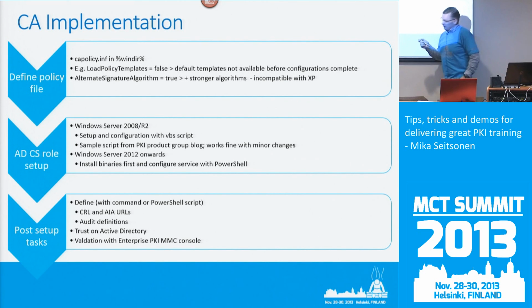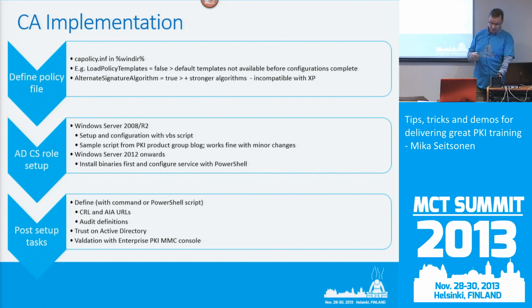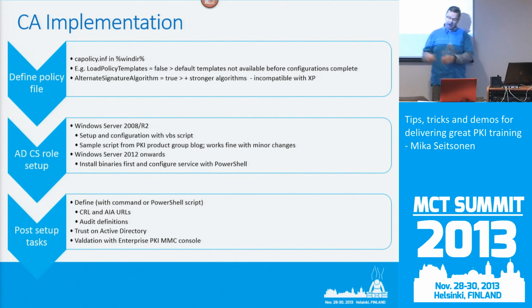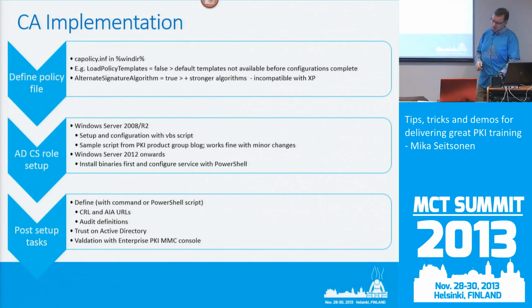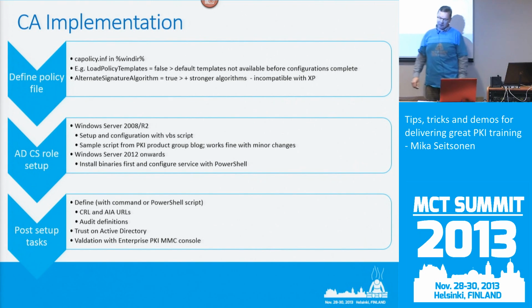But now we are already in year 2013, and we have 2012 and 2012 R2, which have PowerShell capabilities built in and integrated, so we can use PowerShell scripts. We don't have to use the VBS script any longer. As with Active Directory Domain Services, the certificate service setup is now also two stages. You first install the binaries, and then you configure the service. In this environment, I'm not going to create a new CA today. I have done it in advance. It wouldn't take that long: installing the binaries probably takes a minute, and configuring the settings takes probably 3 seconds, so it's very fast.